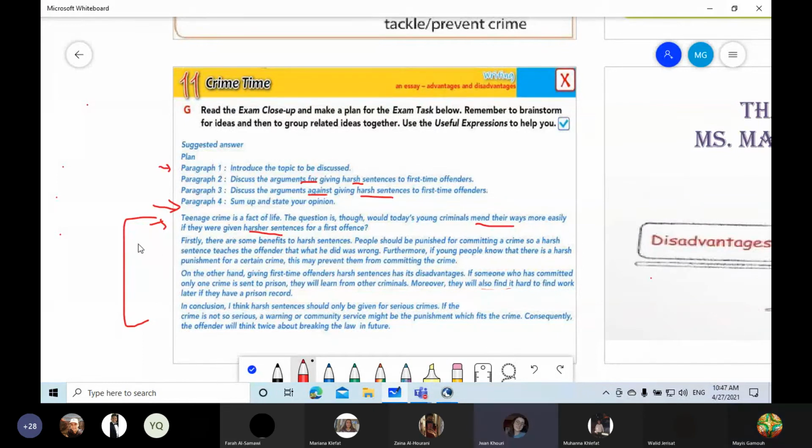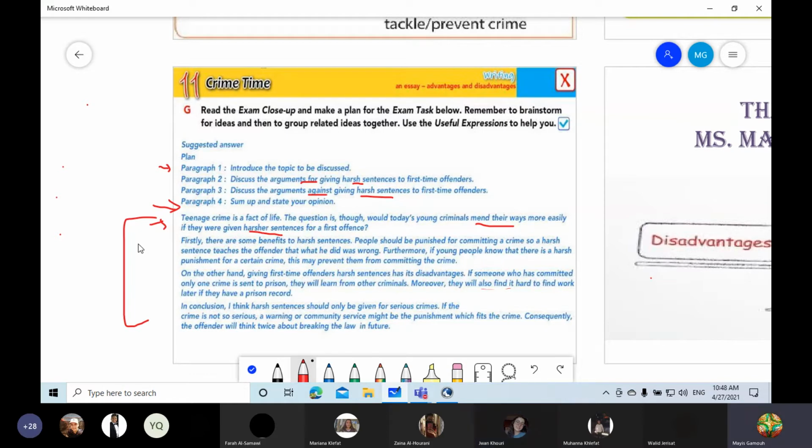Firstly, there are some benefits to harsh sentences. People should be punished for committing a crime, so a harsh sentence teaches the offender that what he did was wrong. Furthermore, if young people know that there is a harsh punishment for a certain crime, this may prevent them from committing the crime.